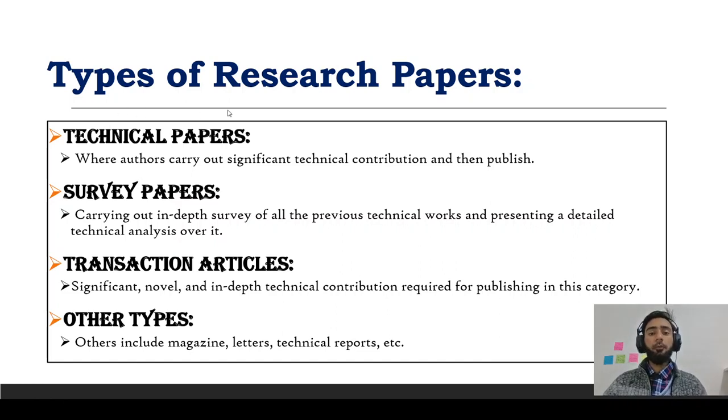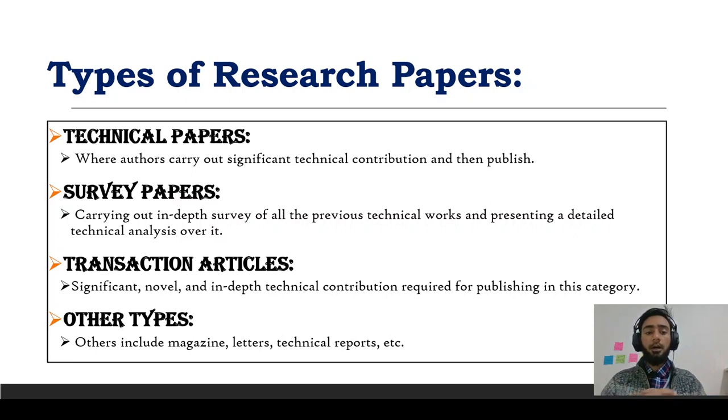Then there are types of research papers. So first of all, these are technical papers that we discussed earlier, that authors carry out significant technical contribution and then publish in normal journals or the conferences, or publish in the letters and all this. And then there are survey articles. They require an in-depth survey of all the previous technical works, and then authors have to present a detailed technical analysis that why a specific work is good or is bad, or is not worthy of investigation or is worthy of investigation. So authors present their own point of view as well along with doing survey.